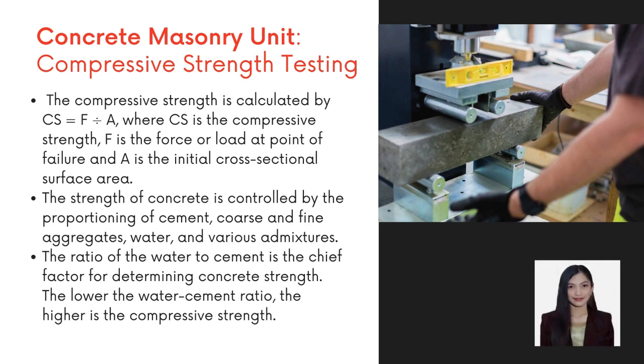The compressive strength is calculated by CS equals F divided by A, where F is the force or load at point of failure and A is the initial cross-sectional surface area. The strength of concrete is controlled by the proportioning of cement, coarse and fine aggregates, water, and various admixtures.